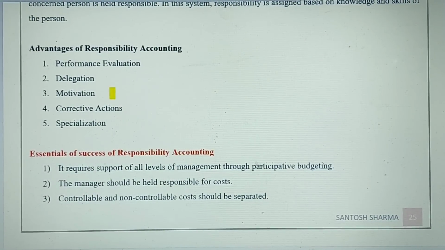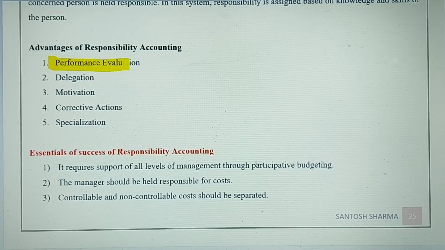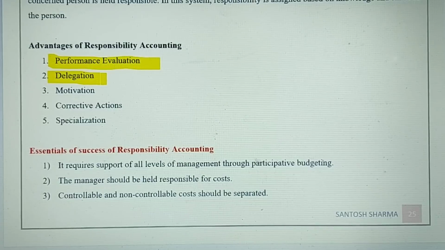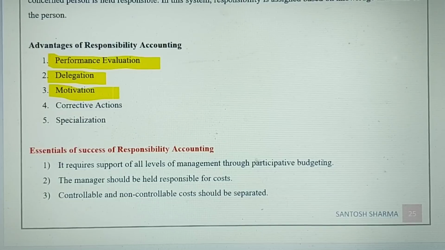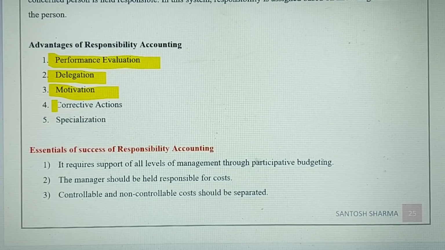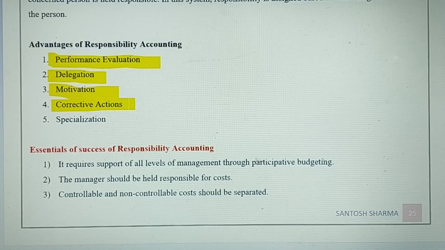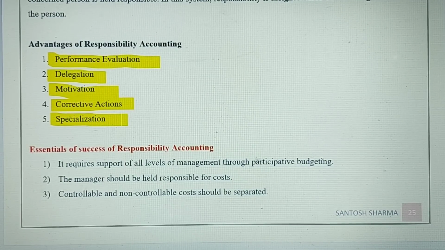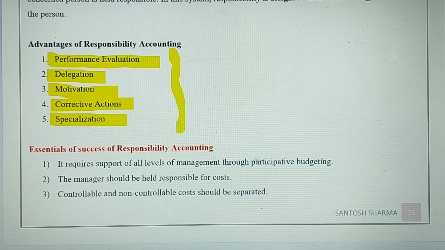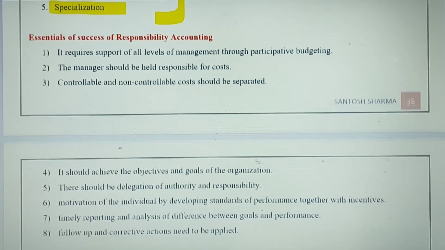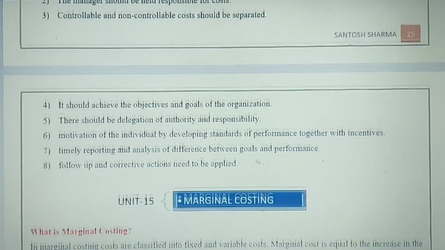Few advantages of responsibility accounting: like it helps in evaluating the performance of employees and managerial staffs. It helps in the delegation of authority and responsibility. It helps to motivate the employees to work hard, to put in their best efforts, then to take corrective actions if the performance of the employees is not up to the standards. And then it helps in specialization. That means the worker can achieve some sort of specialization of skills in their performance. So all these points you should explain. Few essentials are there for the success of responsibility accounting. So this question also you can revise.